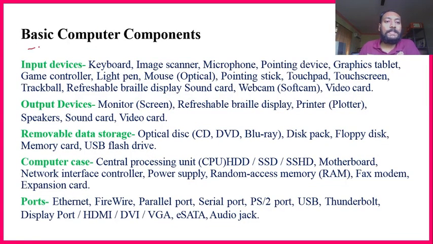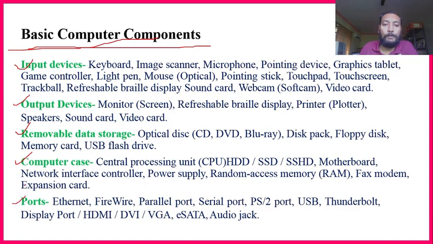Now we need to understand some basic computer components, some basic features. First is input device, second is output, third is removable data storage, fourth is computer cache, and fifth is ports. We will look at them one by one. What is an input device? Input means the instruments you use to put information into your system. For example, the keyboard. Keyboard is an input device. By using the keyboard, I am putting information into my system. System means the software and memory inside.